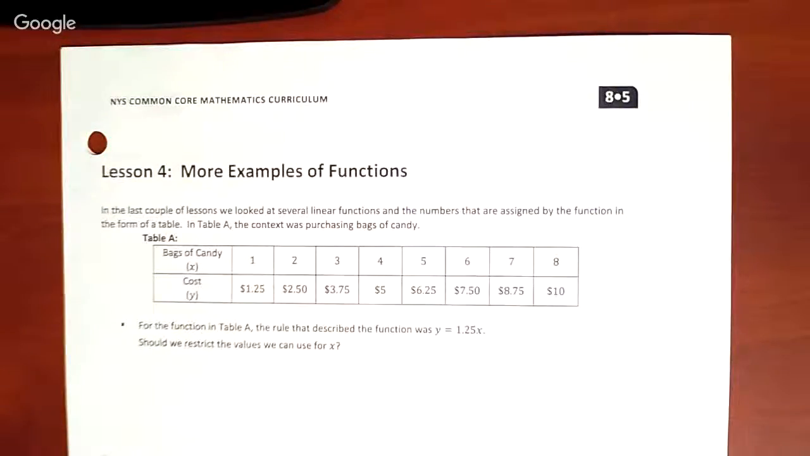This is lesson 4, more examples of functions. In the last couple of lessons, we looked at several linear functions and the numbers that are assigned by the function in the form of a table. In table A, the context was purchasing bags of candy. For the function in table A, the rule that described the function was y equals 1.25x.